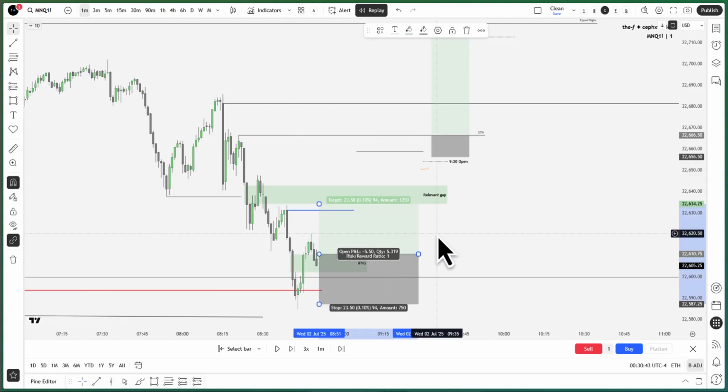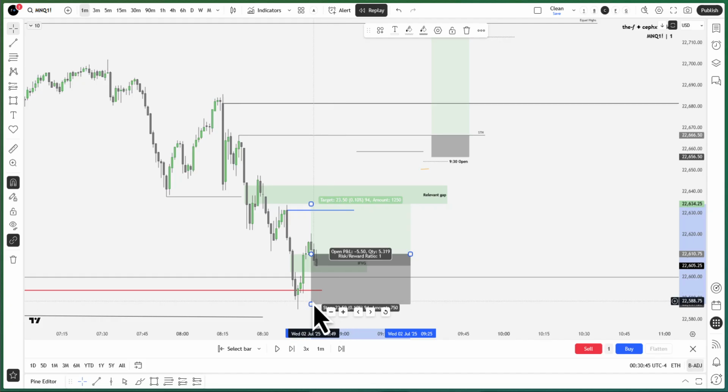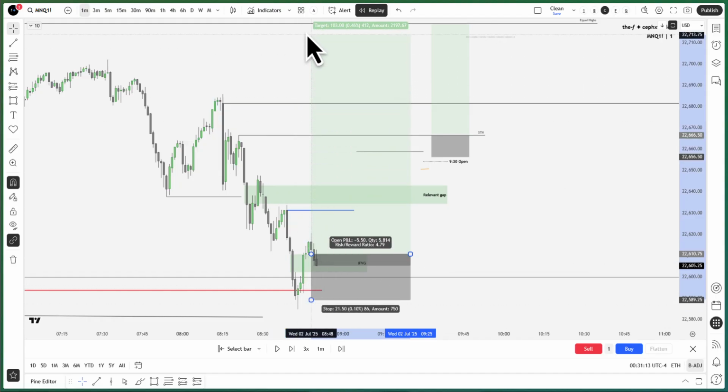Your entry is going to be right at the inverse fair value gap, and your stop is going to be right at the open of this candle that expands and expands past this level. Now, this is a very high risk stop loss, and your best bet would be to set your stop right below the order block low. So you're not expecting price to get all the way down here. That would be your best bet.